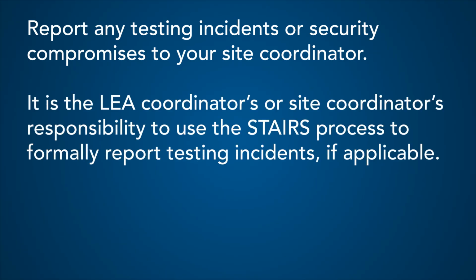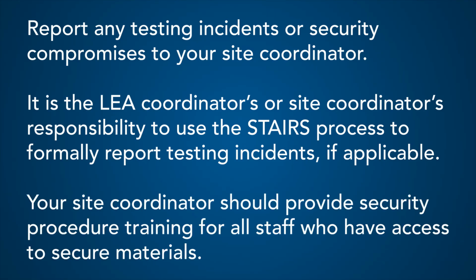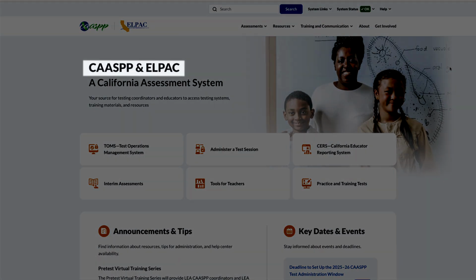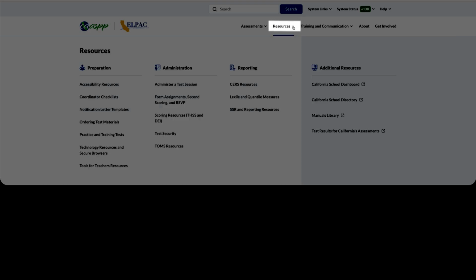It is the LEA coordinator's or site coordinator's responsibility to use the STARS process to formally report testing incidents, if applicable. Your site coordinator should provide test security procedure training for all staff who have access to secure materials. Examples and definitions of security incidents can be found in the Security Incidents and Appeals Procedure Guide, which can be accessed through the Manuals Library webpage and the Test Security webpage on the CAASPP and ELPAC website.